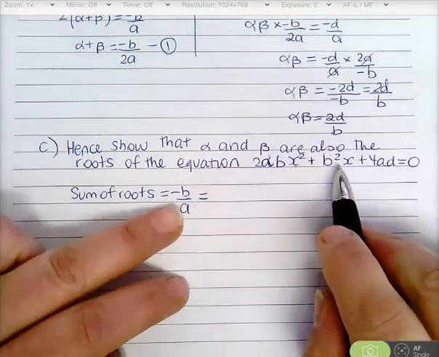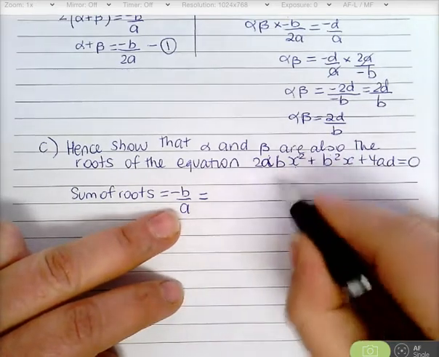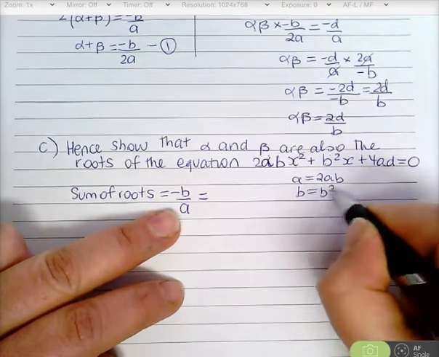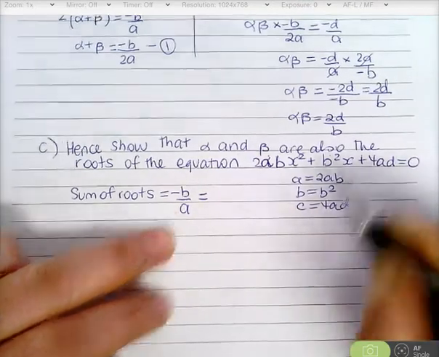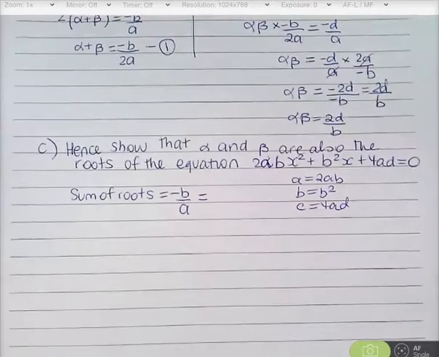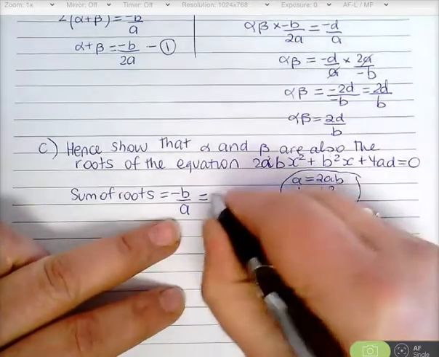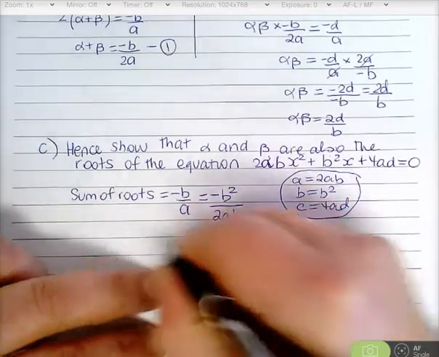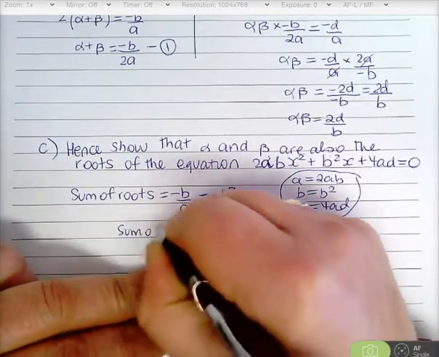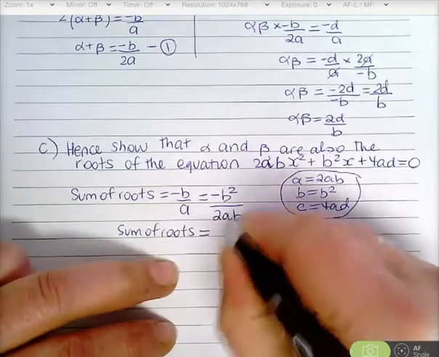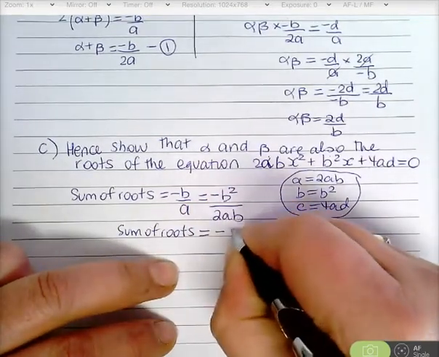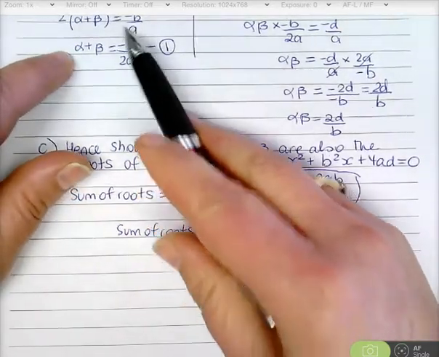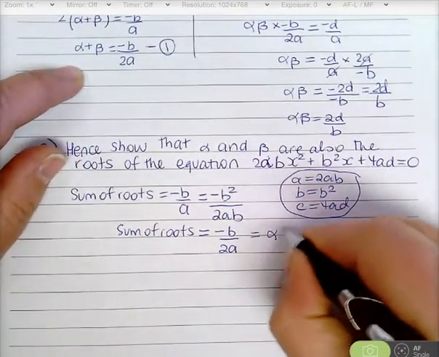Now looking at what minus b on a is in this equation, we've got that a is 2ab, b is b squared, and c is 4ad. Just have to be really careful here. So minus b on a happens to be minus b squared over 2ab. So therefore the sum of roots, if we simplify that, one of the b's there cancels with one of those, we get minus b on 2a. Now if we look back in part A, we know that minus b on 2a happens to be alpha plus beta.